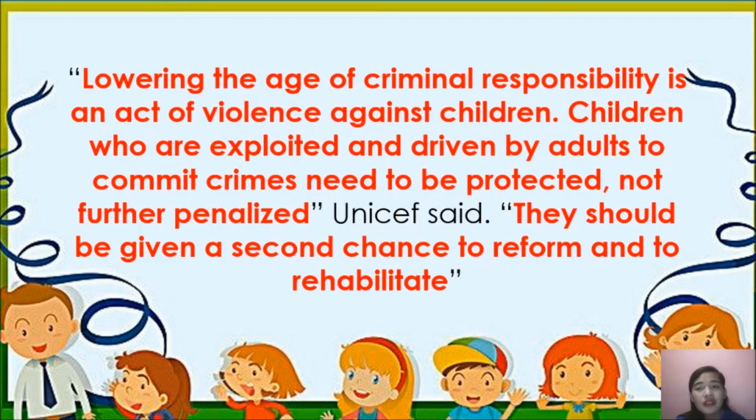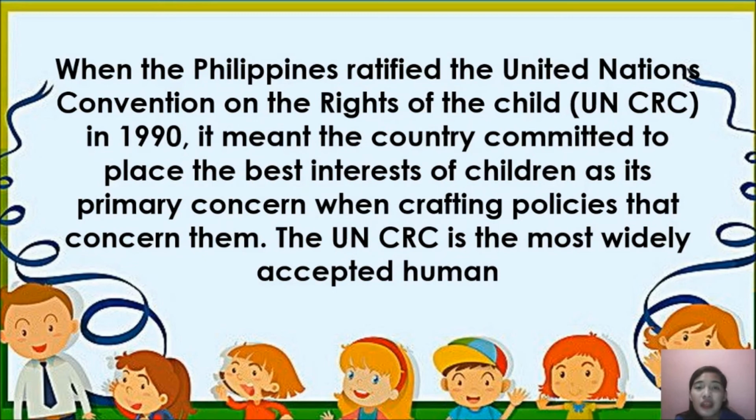Lowering the age of criminal responsibility is an act of violence against children. Children who are exploited and driven by adults to commit crimes need to be protected, not further penalized, according to UNICEF. When the Philippines ratified the United Nations Convention on the Rights of the Child in 1990, it meant the country committed to place the best interests of children as its primary concern when crafting policies that concern them.